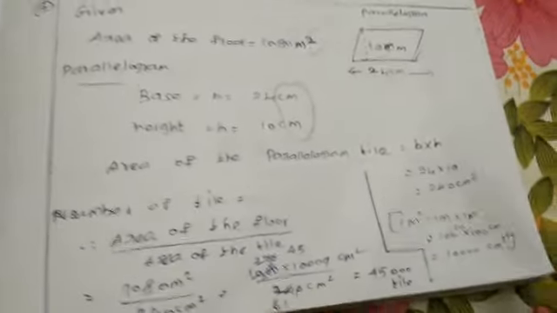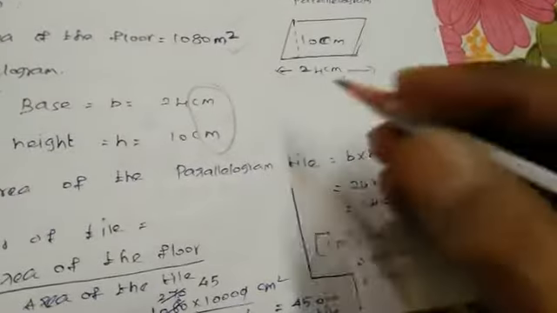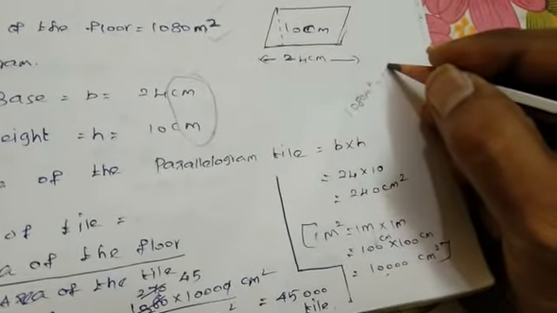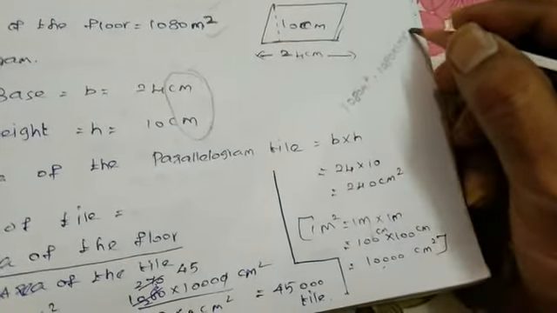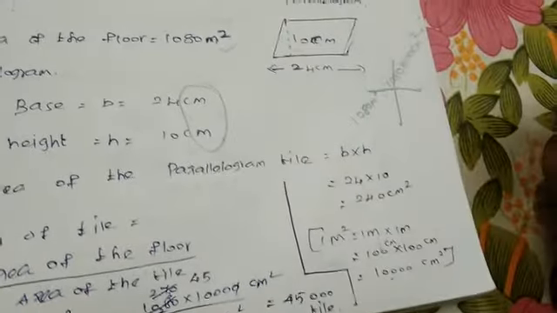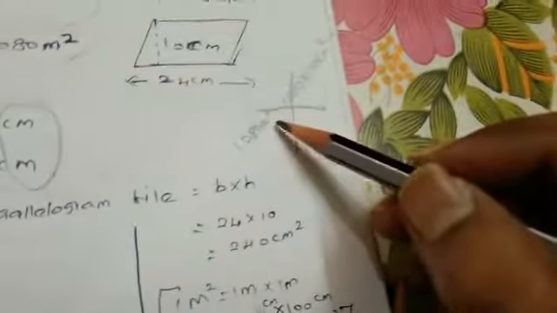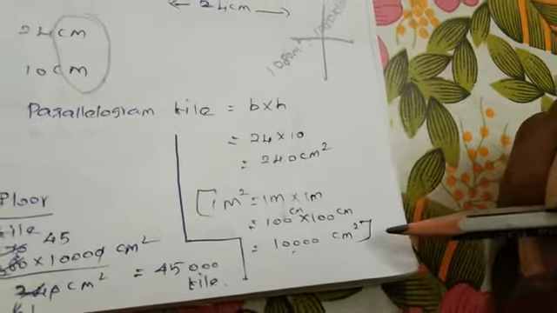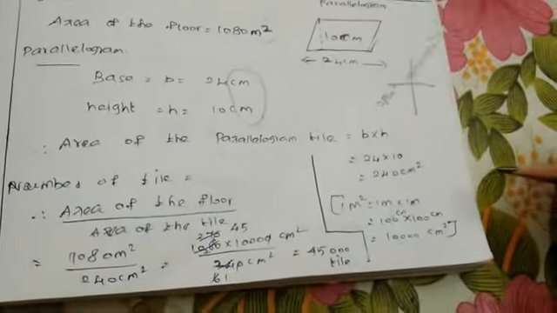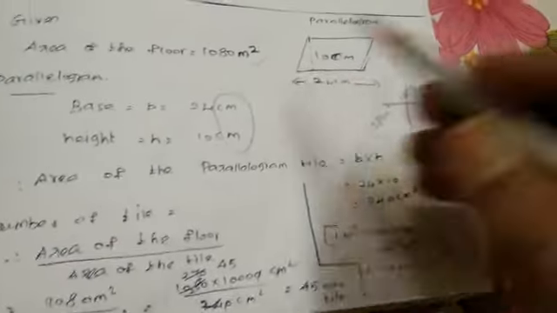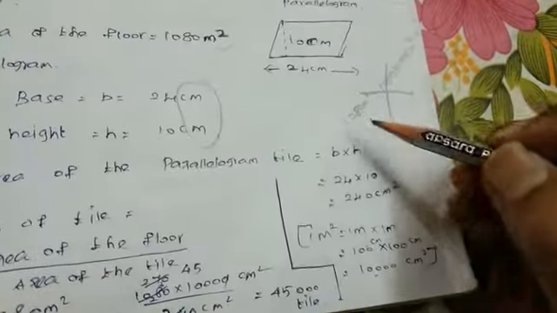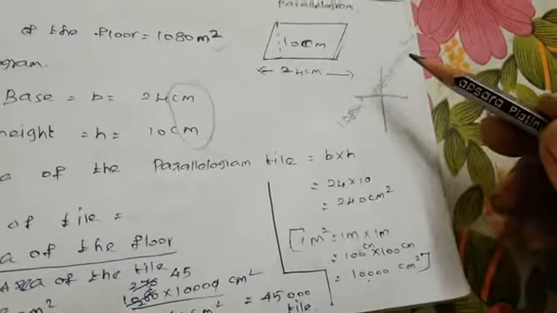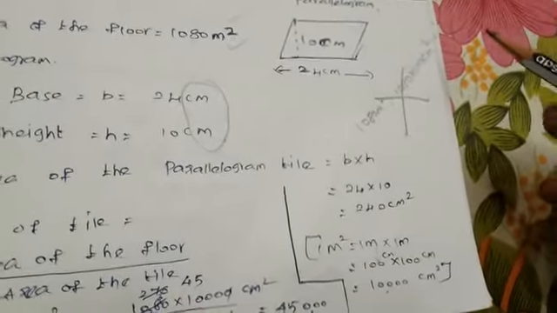Don't multiply by 100. Don't write 1080 meter square equal to 1080 into 100 centimeter square. This is wrong. For each meter we have 100 centimeters, so 100 into 100, which is 10,000 centimeter square. Suppose a meter cube is given, we need to multiply by 100 into 100 into 100. So 1 meter cube equals 100 into 100 into 100 centimeter cube.